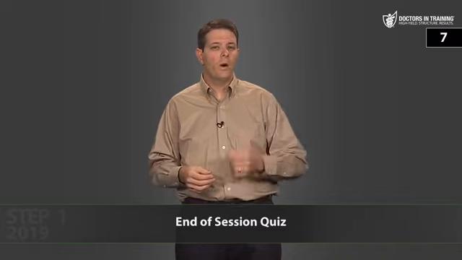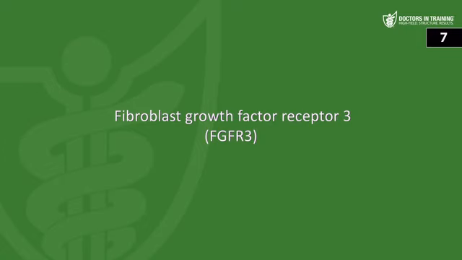And the last question, what mutation leads to achondroplasia? It's a gain of function mutation in FGFR3, fibroblast growth factor receptor 3.